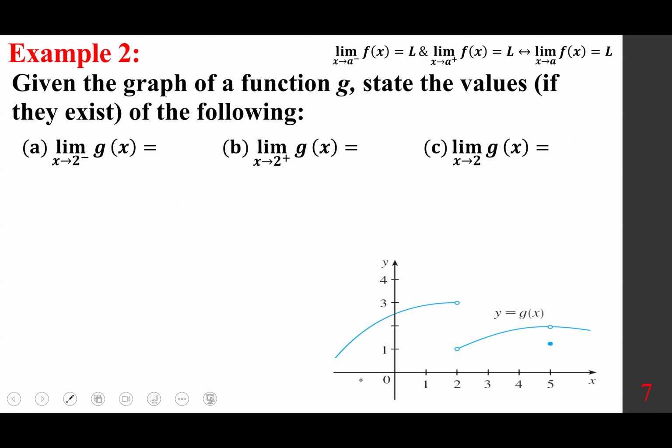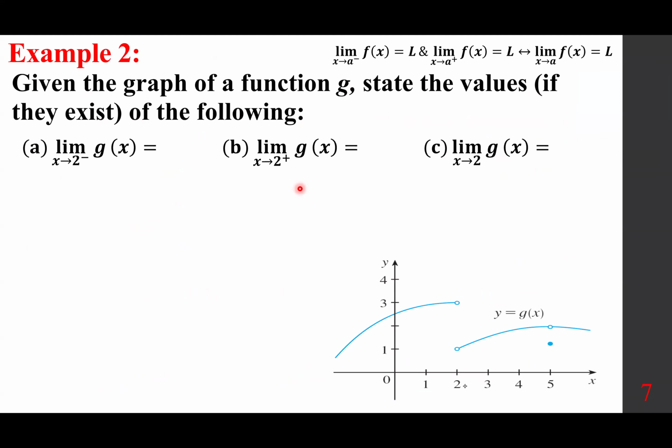Let's look at this graph. Example 2 says, given the graph of a function g, state the value, if they exist, of the following. We are interested in finding the limit of g of x as x approaches 2. Therefore, we are going to go to one-sided limits.